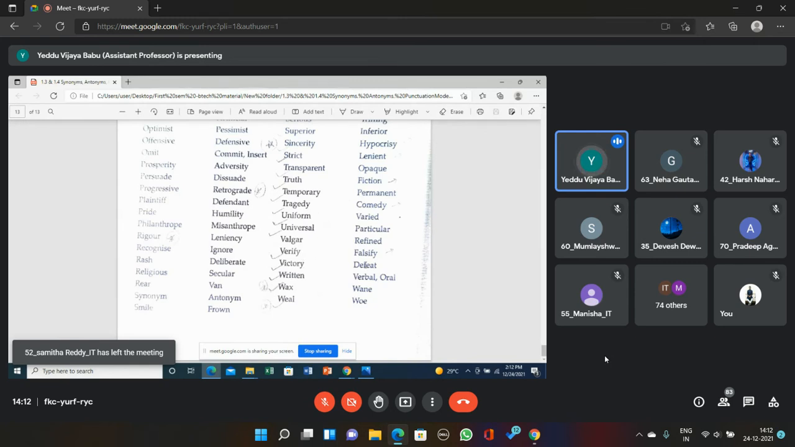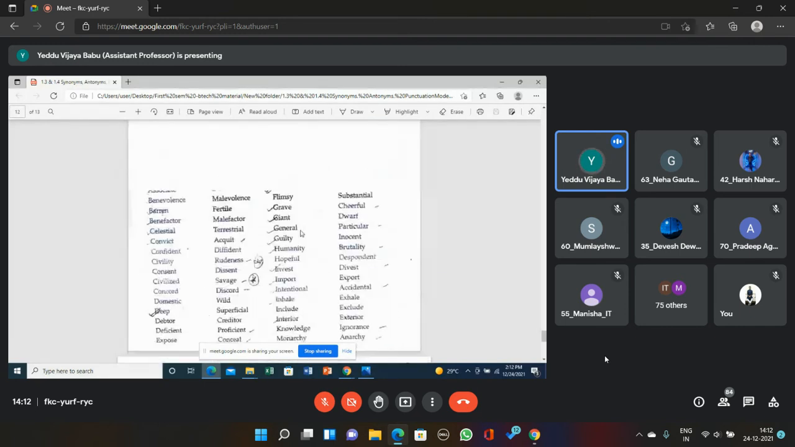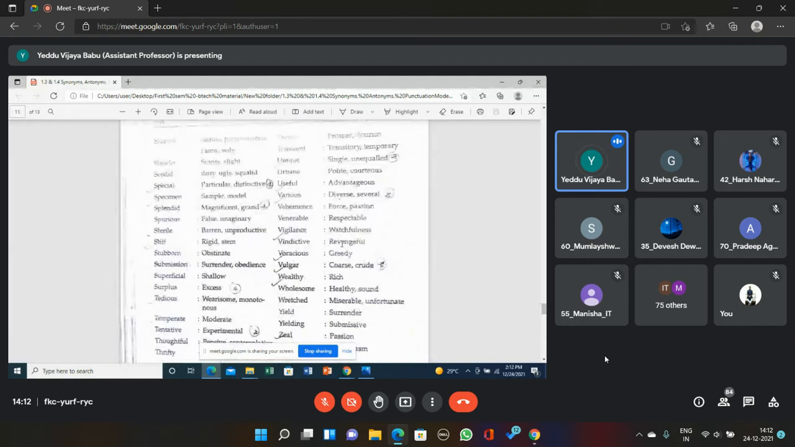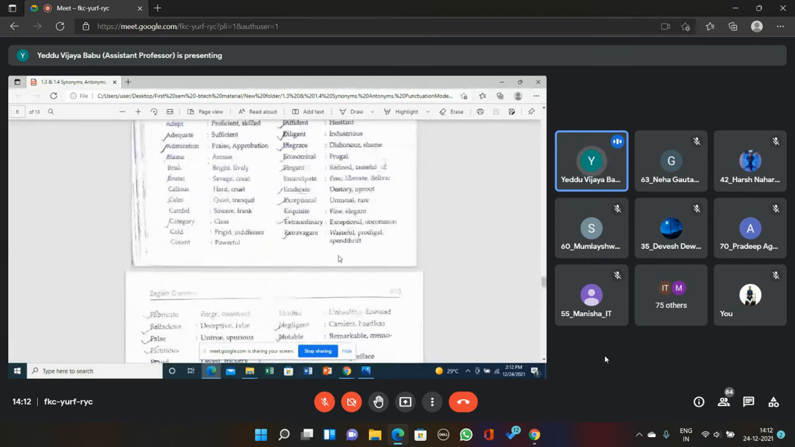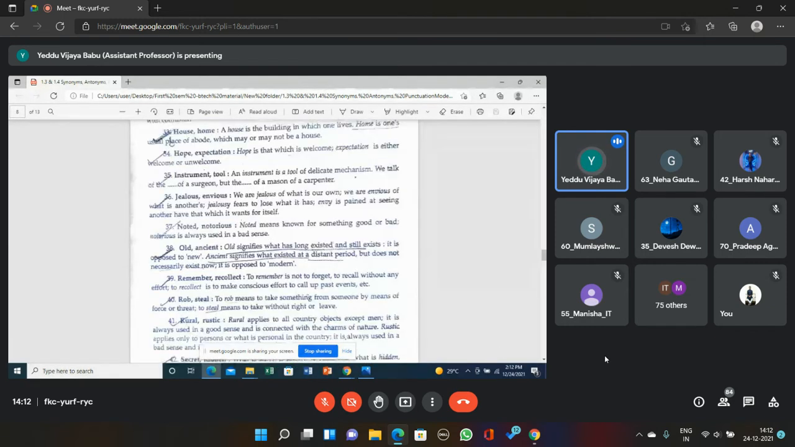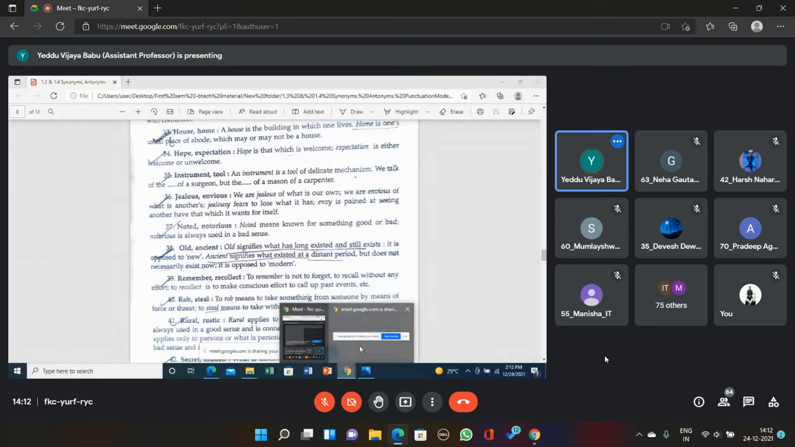For example, victory, defeat, wax, wane, and so on. Okay, like this. The word synonym itself is the antonym of the word antonym. And smile and frown, rash, deliberate, like this. Okay, these are the selective synonyms and antonyms. The word that gives the same meaning or similar meaning of its kind is called a synonym, and the word that gives opposite meaning is called an antonym.